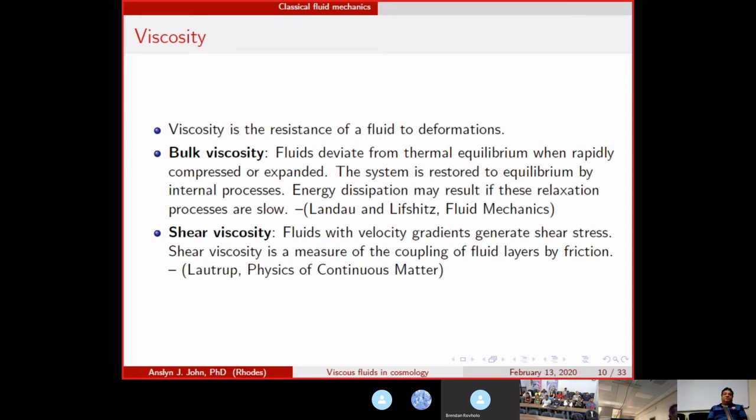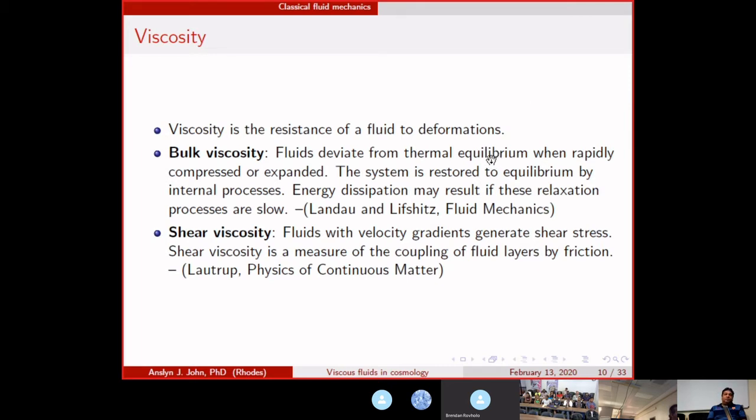they argue for bulk viscosity by stating that when fluids deviate from thermal equilibrium during rapid compressions or expansions, the system has to return to thermal equilibrium. And it gets driven towards thermal equilibrium by some internal processes. If these processes or relaxation mechanisms are quite slow compared to other timescales in your system, then you could experience energy loss in your system. And when that happens, your fluid is said to exhibit bulk viscosity.